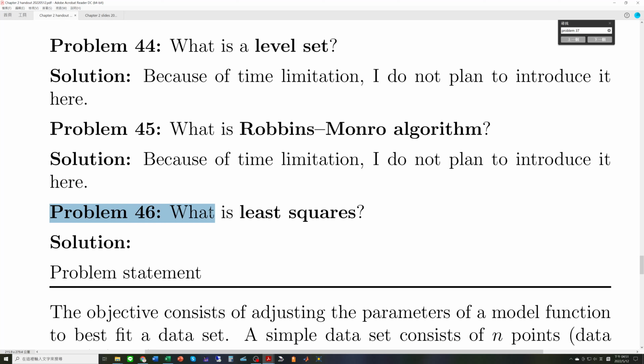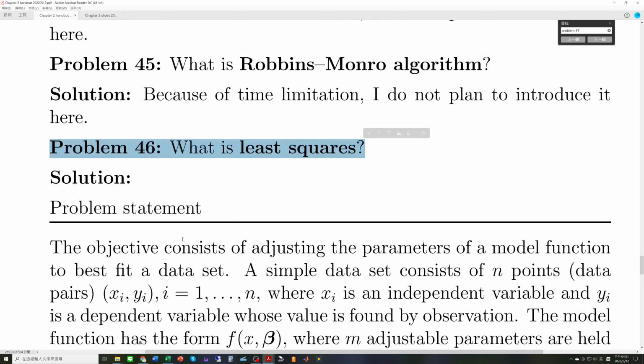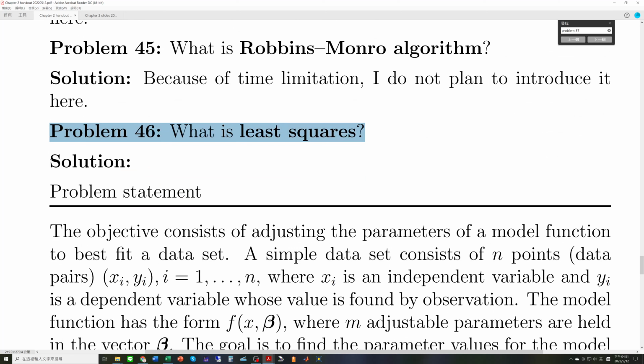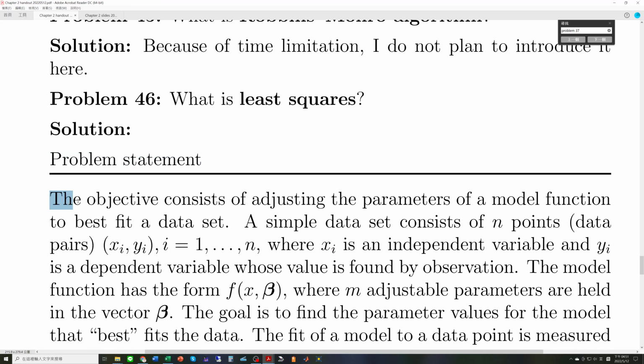Problem 46, what is least squares? It is a very important topic, so we need to spend some time on it. Solution. Problem statement. The objective consists of adjusting the parameters of a model function to best fit a data set. A simple data set consists of n points. Data pairs xi, yi, where i is equal to 1 to n.